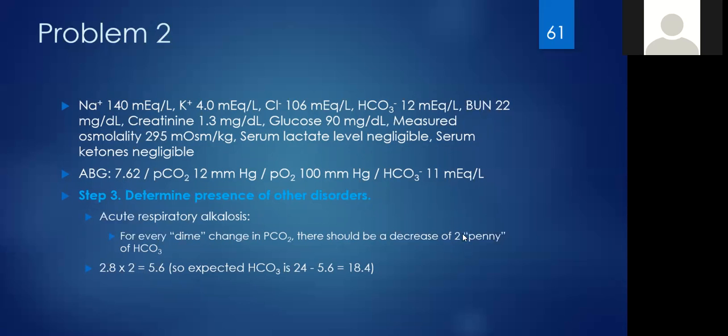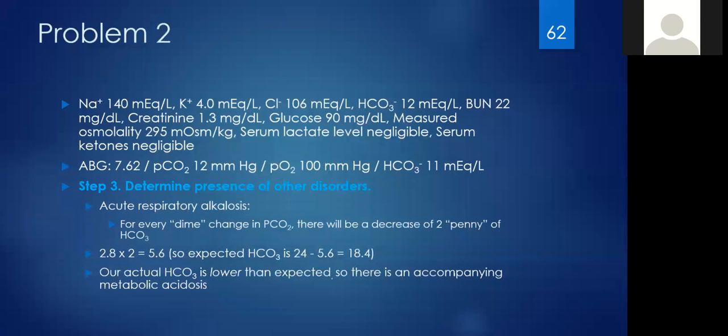Bicarb should decrease by 2. So in essence, what we're doing here is 2.8 times 2, that gives us 5.6. So again, we're trying to figure out, is there another metabolic disorder going on here? Our expected bicarb is a normal bicarb, 24, minus this new one that we calculated, 5.6, which gives us 18.4. So our actual bicarb, which again is 12, is lower than expected, because if we just had a respiratory alkalosis, this ratio tells us that our bicarb should be 18, but it's not, it's 12.